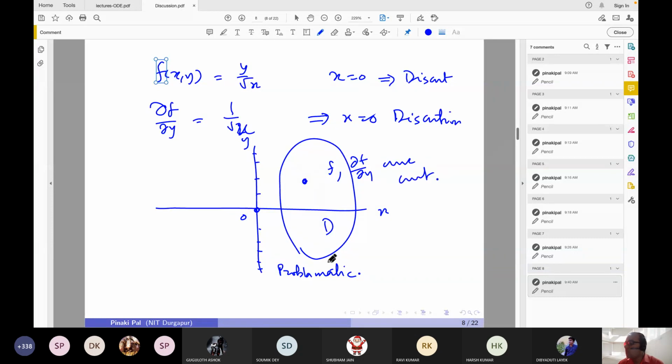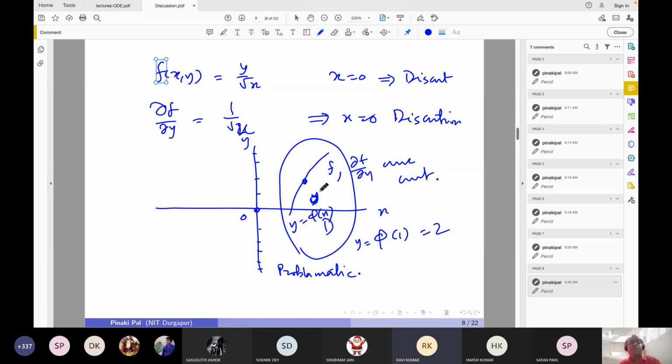So in this domain, if you consider the domain excluding the problematic points, then there is no problem. A unique solution will exist and that will pass through that point. That means a unique solution y is equal to phi of x will exist, which will satisfy phi of 1 is equal to 2.